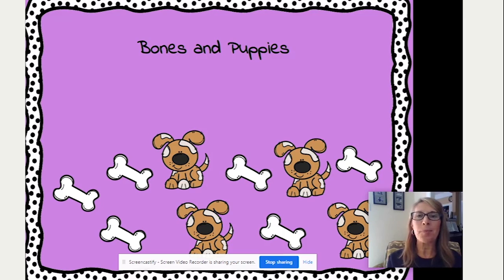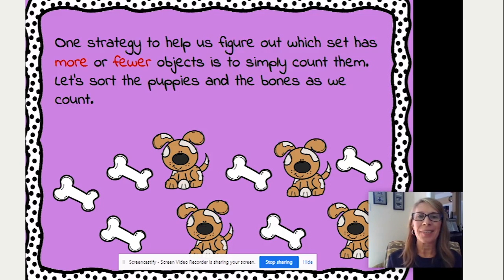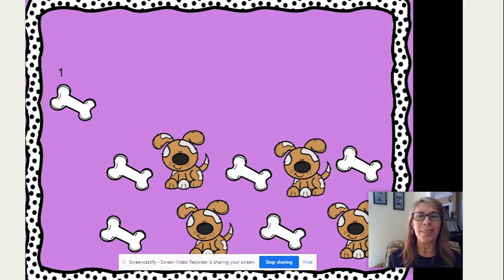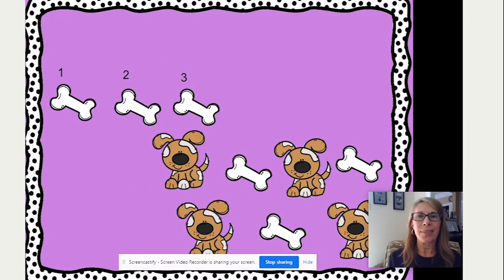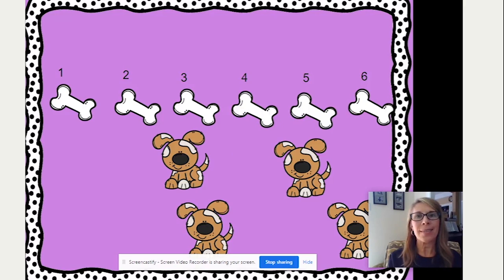Here I have some bones and puppies. We're going to sort them and count them to figure out which set has more or fewer. One strategy to help us figure out which set has more or fewer objects is to simply count them. Let's sort the puppies and bones as we count. It's much easier to count once we've sorted. Help me count the bones first. Ready? 1, 2, 3, 4, 5, 6. The set of bones has 6 in it.